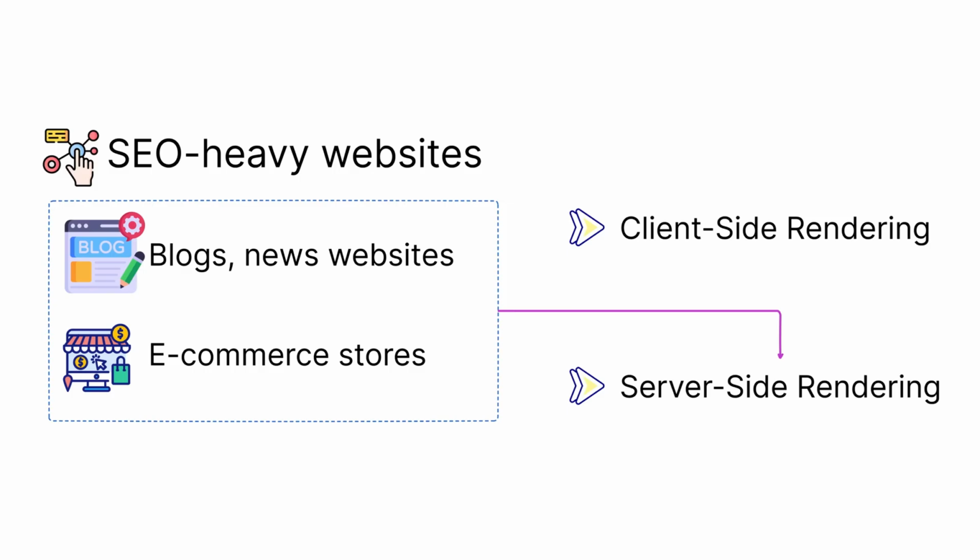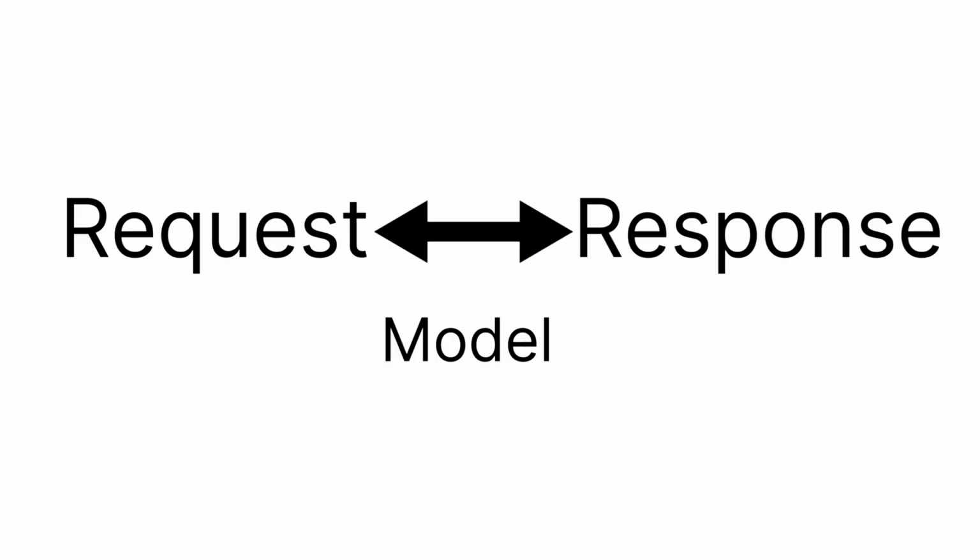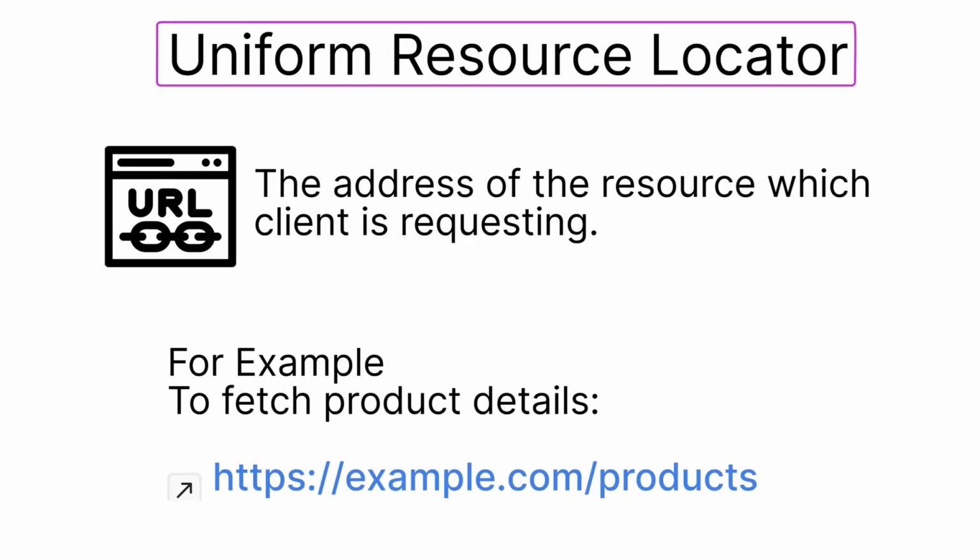In a client-server architecture, the client and server communicate over a network using a well-defined set of rules and protocols. The most common communication model used is the request-response model. So when the client, like a web browser, sends a request to the server, it includes some important details. The first detail is the URL or Uniform Resource Locator. This represents the address of the resource which the client is requesting. For example, this is the URL for fetching product details.